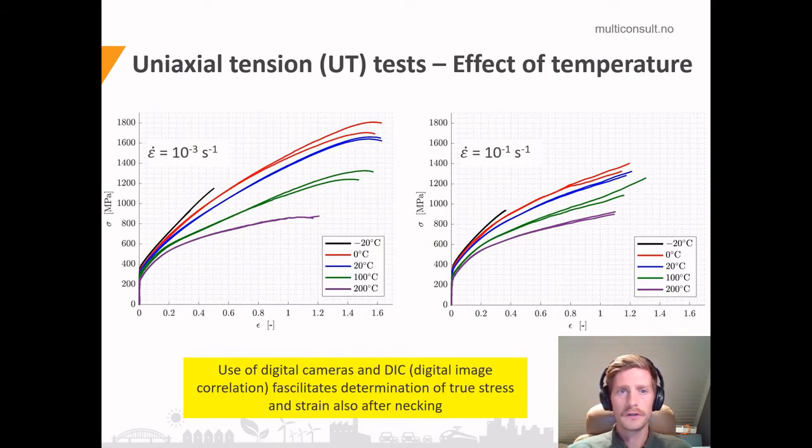Here we see an overview of the uniaxial tension tests where we see the effect of temperature. On the left side, we see the low strain rate, and on the right side, we have the high strain rate tests. During testing, we took pictures with digital cameras, and then we performed digital image correlation to calculate the true stress and strain all the way to rupture. This was unfortunately not possible for the low temperature tests, -20 degrees, but we have presented the data as far as we could. What we can see is that we have significant softening with higher temperature and also a reduction of the rupture strain. This is true for both strain rates we have investigated.